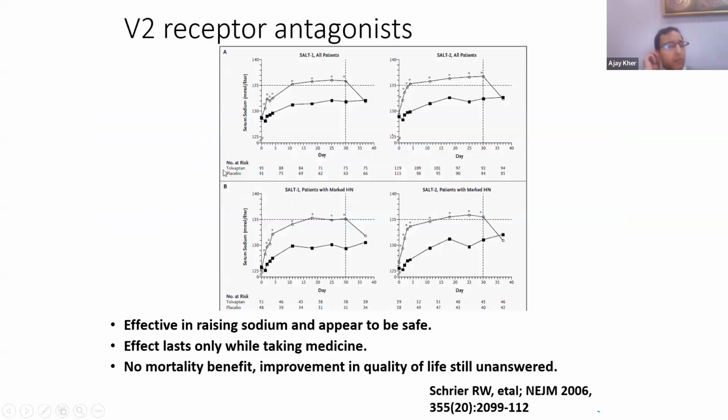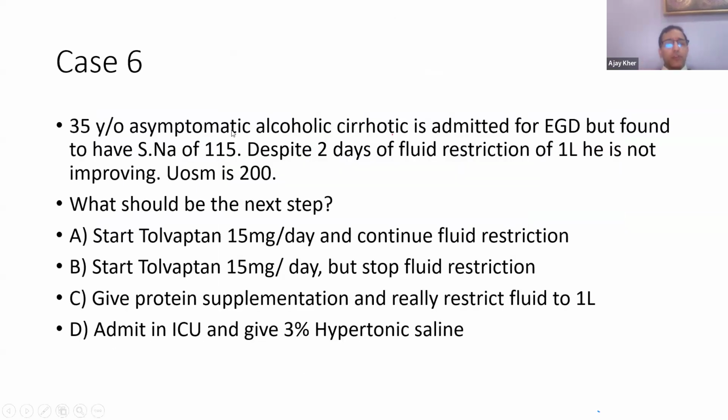So now we'll talk a little bit about tolvaptan. You have a 35-year-old asymptomatic alcoholic cirrhotic who's admitted for an endoscopy. Serum sodium is 115. Despite 2 days of fluid restriction of 1 liter, he's not improving. Urine osmolarity is 200. What should be the next step?